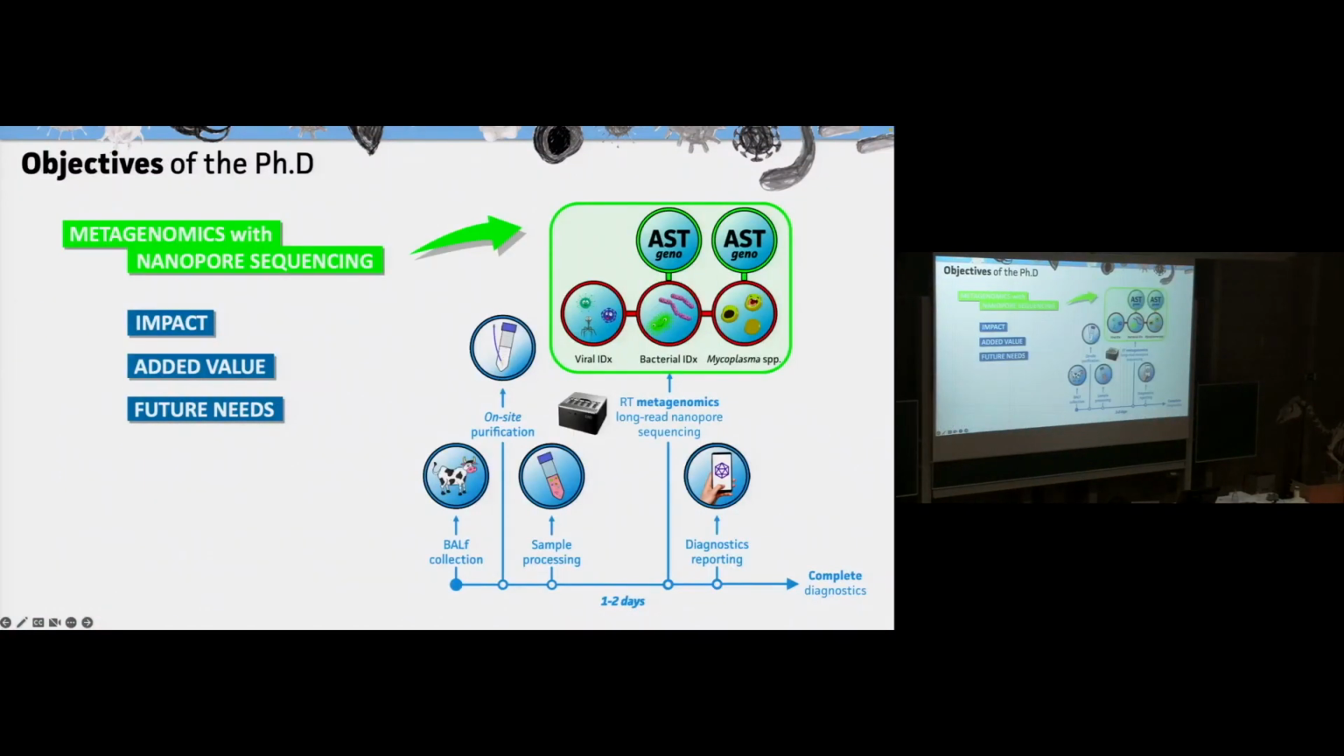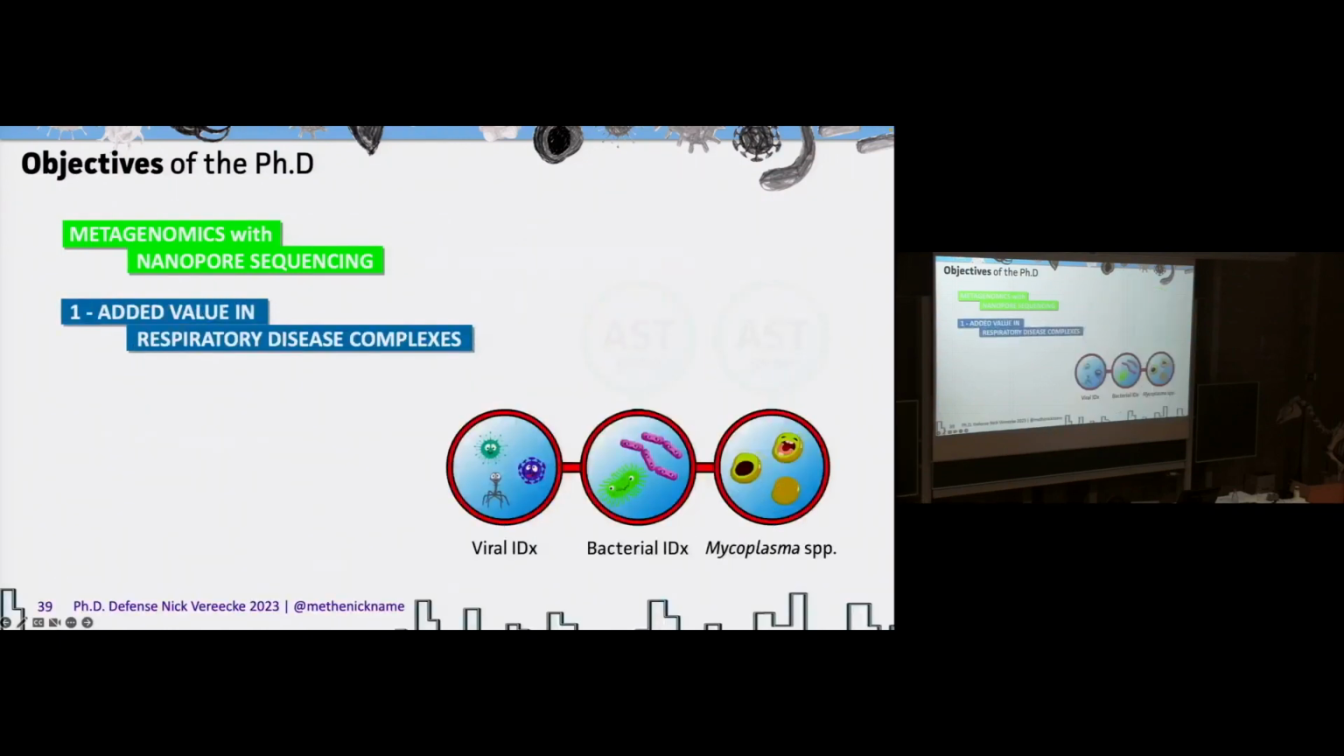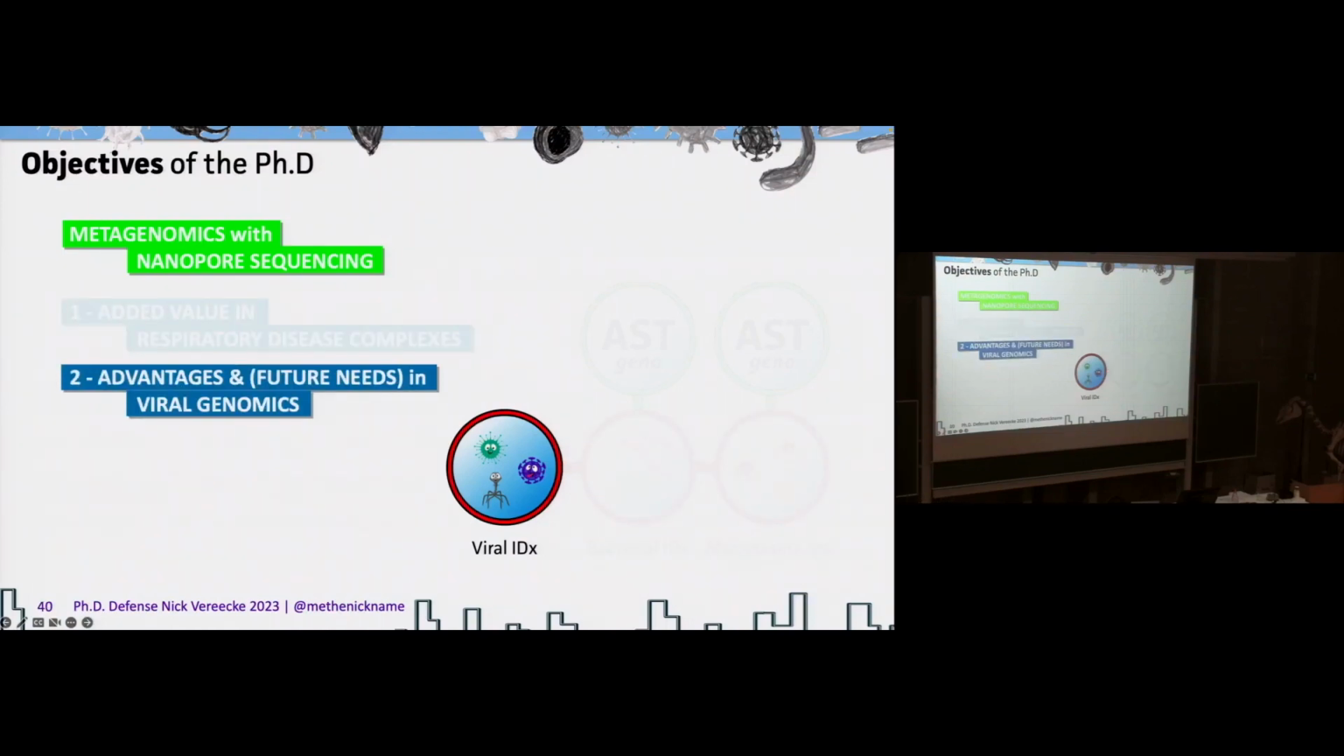So the aim of my PhD was to look at how we can use metagenomics with nanopore sequencing, and what its impact, its added value, but also the future needs are. This was divided in 4 subparts, where we have the added value in respiratory disease complexes. If you remember the cow and the pig I showed you, it was quite a difficult story. Then we have the advantages and future needs in viral genomics, where we really dig into the needs for some viruses, because it's not always such a good story that we have.